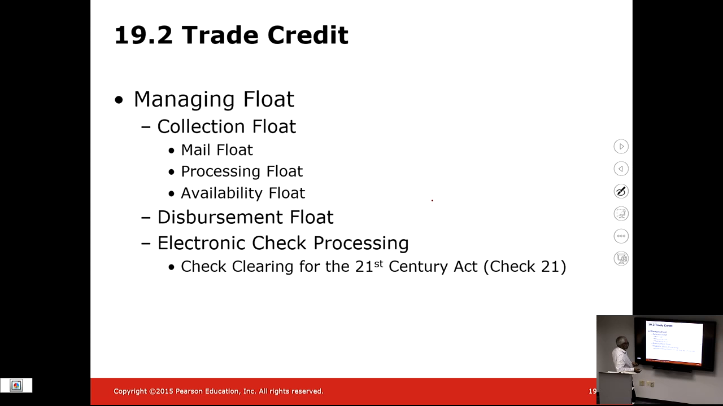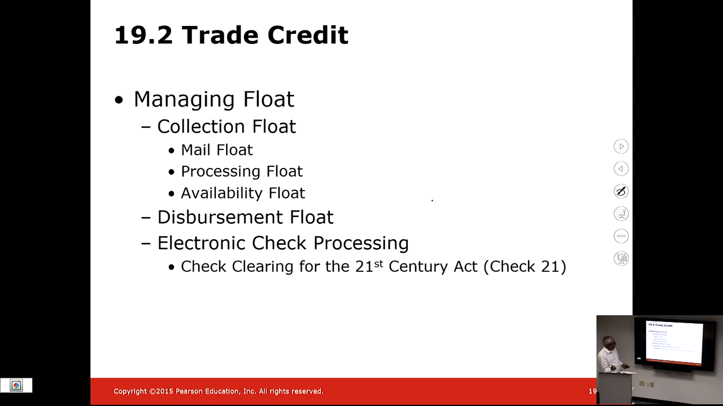The last thing we want to look at is float. Float is essentially the time it takes to collect. What we're looking at is the collection float. So the collection float is the time it takes for a firm to collect on the funds that it is owed from the customer for the sale of its goods and services.